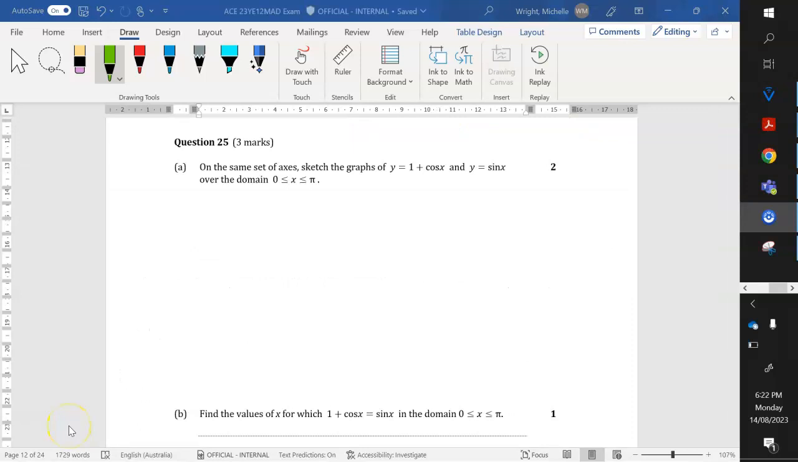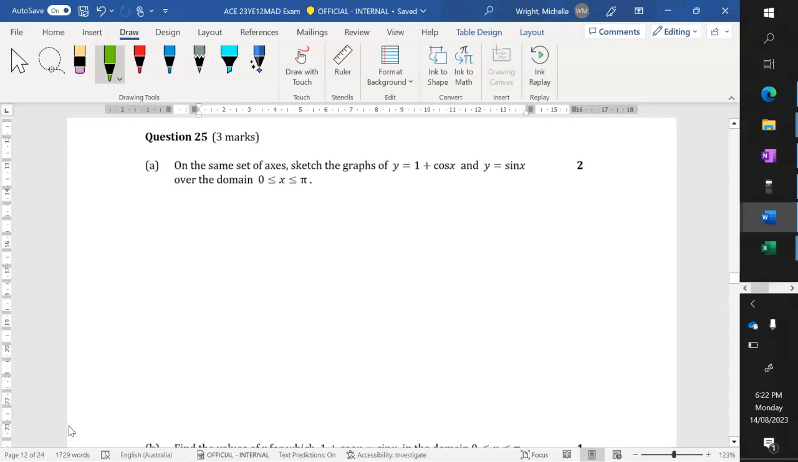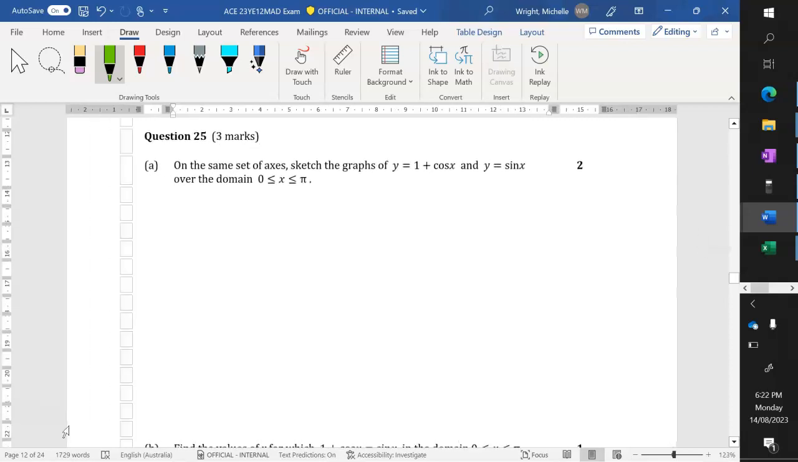I'm just going to move down to question 25 on your paper. I'm going to go back and find one because we replaced a question that you hadn't done. So this one's saying on the same set of axes, sketch the graphs of y equals 1 plus cos of x and y equals sine of x over this domain. To get 2 marks, you need to get both of those graphs sketched correctly.